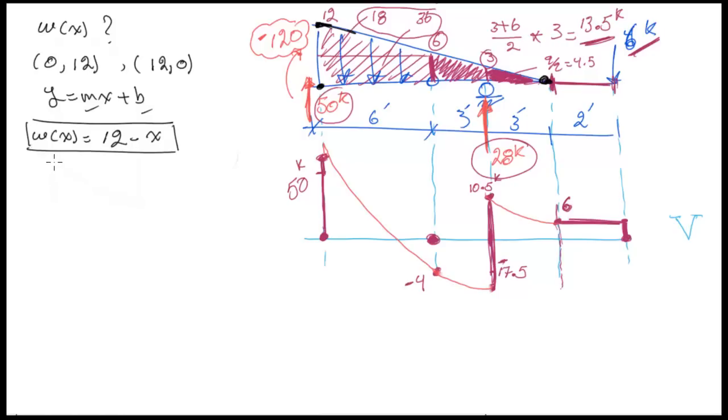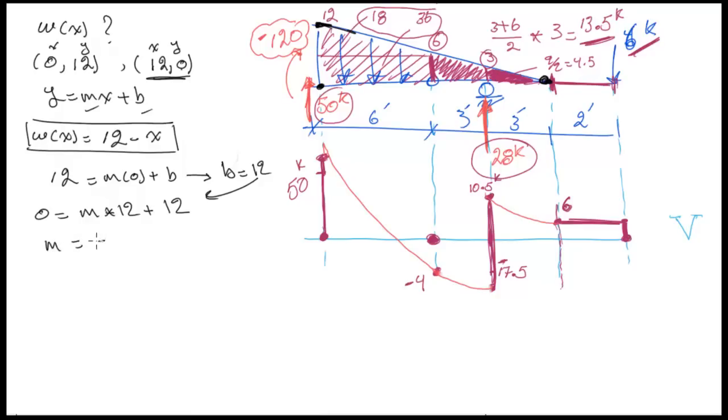Let me do it very quickly. If I use the first point, 0 and 12, this is the x and this is the y, and for the other point, this is the x and this is the y. The x is 0 and the y is w(x), so 12 equals m multiplied by 0 plus b. From that you get b equals 12. And if you use the other point, y equals 0 equals m multiplied by 12 plus 12, and if you solve for m, you will get negative 1. So your equation w(x) equals negative x plus 12, or simply the way I did it, 12 minus x.